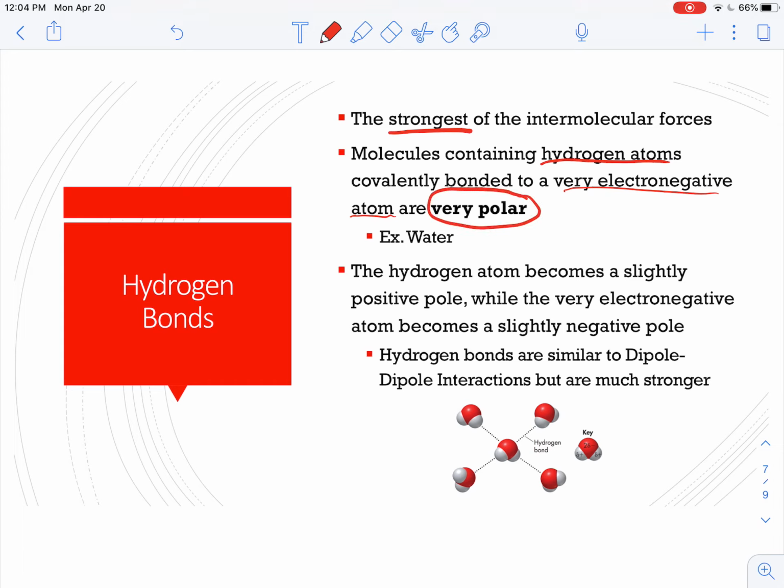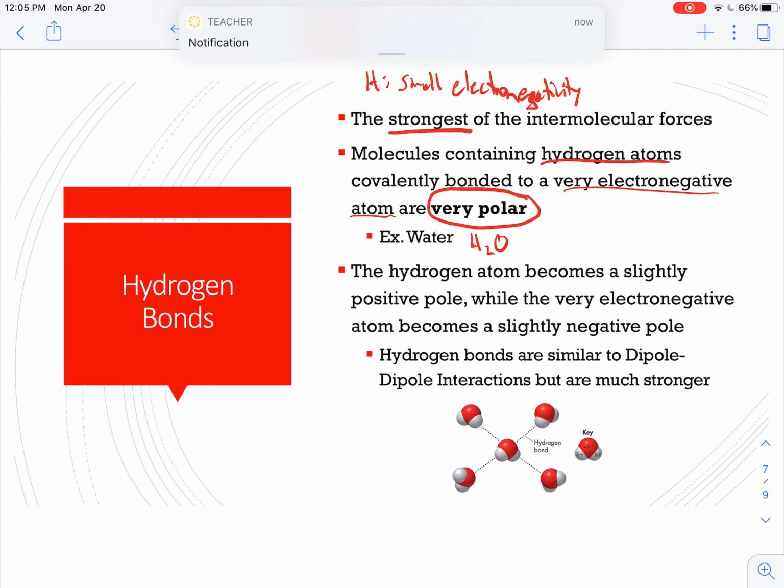So if we think back, hydrogen is going to have a very small electronegativity. And if something with a small electronegativity is bonded to something that has a high electronegativity, it's going to create a polar bond. So the example of this is water, H2O. The most common hydrogen bond we study in chemistry is found in water. Again, because water is very electronegative, we're going to be able to have this hydrogen bond.